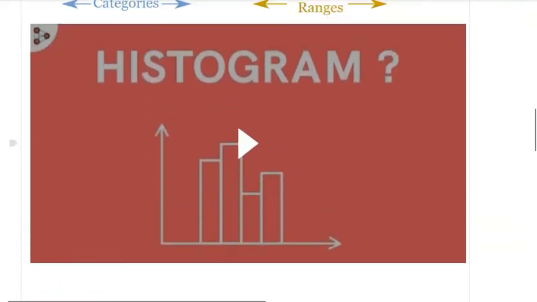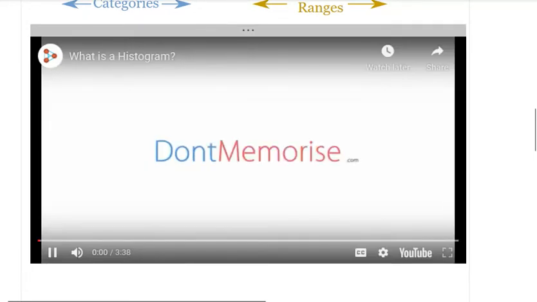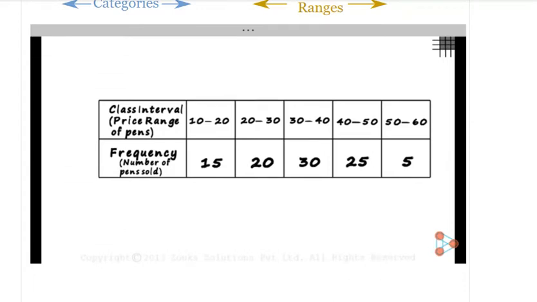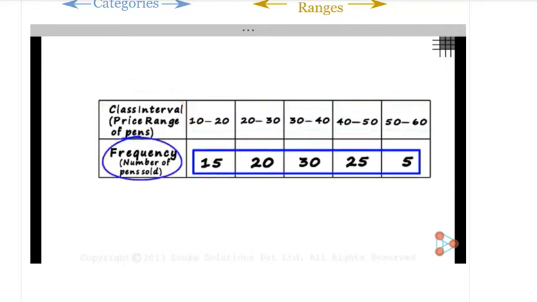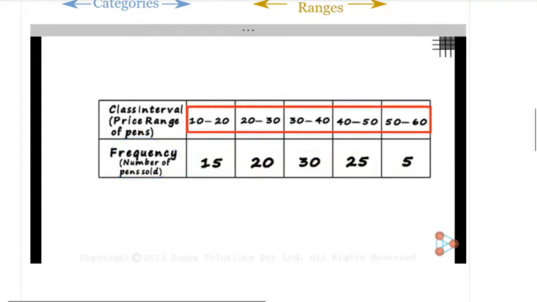Let's take a look at a video of histogram. In this table, we have 2 rows. In one, we will have the class interval, which will be the price range of pens, and in the second, we will have the frequency, that is the number of pens sold of each range. So these are the different class intervals that are given.